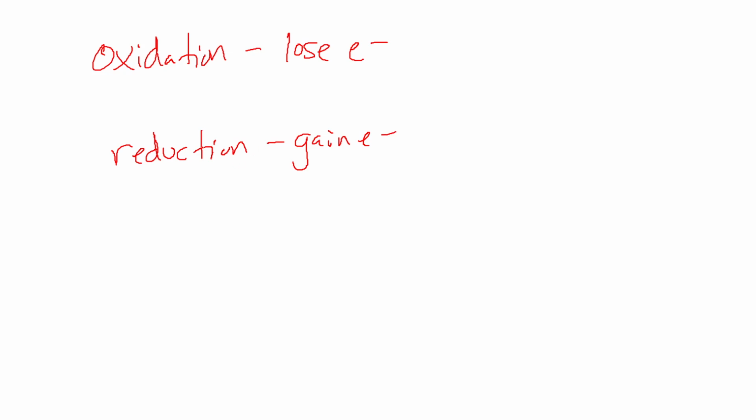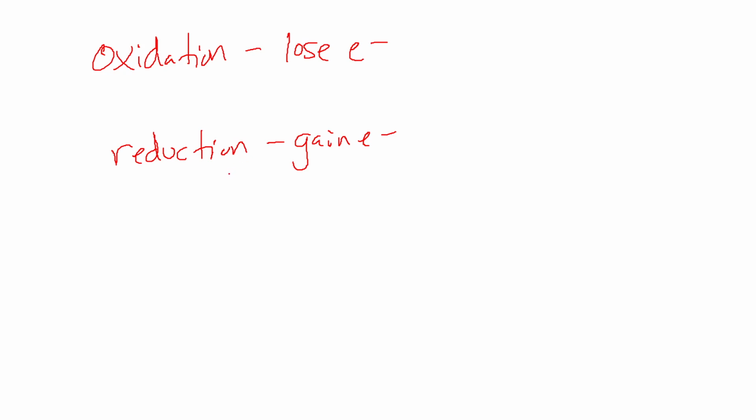Now, in organic chemistry, they talk about oxidation as something that gains oxygen as you go from reactants to products, or loses hydrogen as you go from reactants to products. And reduction is basically the opposite: something that loses oxygen as you go from reactants to products, or gains hydrogen. We're not going to really get into the organic definitions. We're just going to stick with the losing and gaining of electrons here.